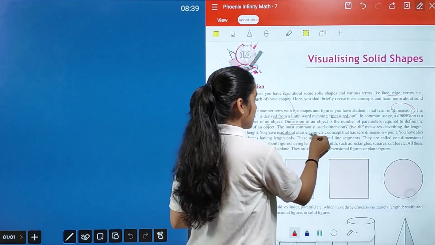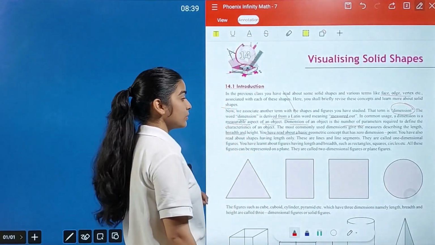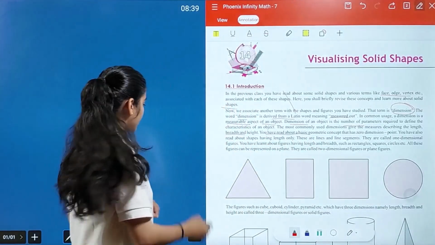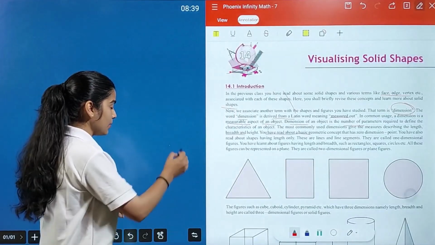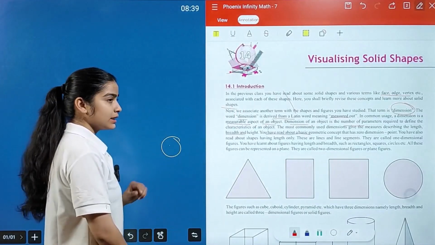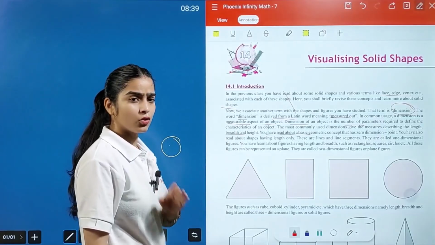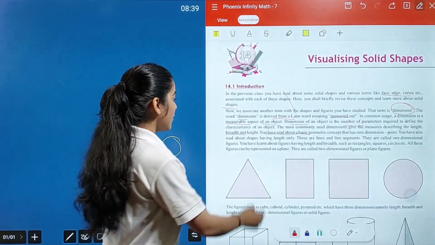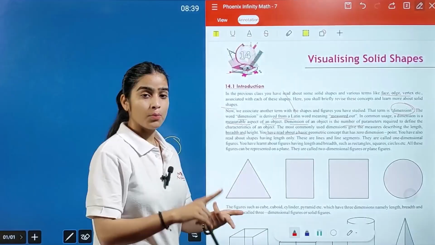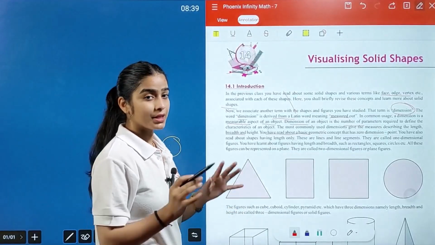You have read about a basic geometric concept that has zero dimension: the point. Yes, we already learnt about the point, and in its definition we see that it has no length, no breadth, no height and no dimension. So when we have these three things, length, breadth and height, it means it has some dimensions.